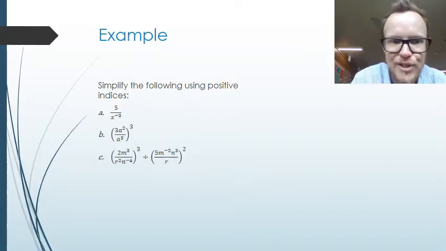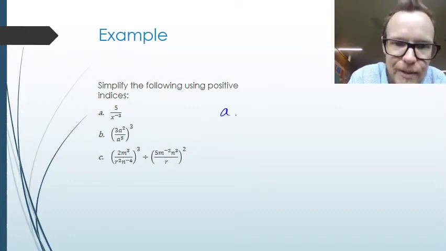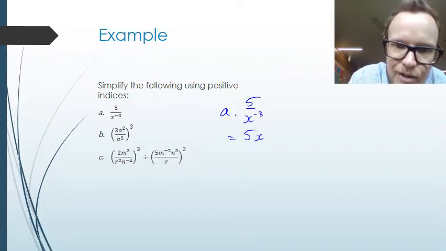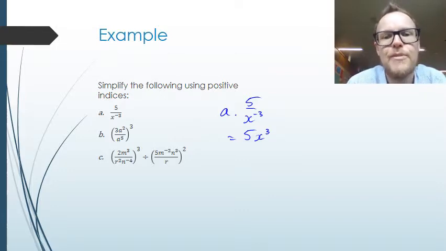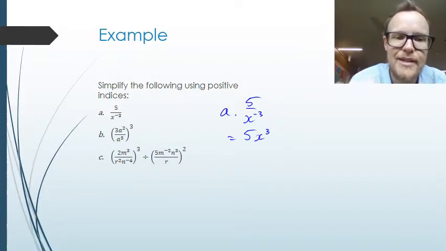Some examples using these positive indices now. Looking at a here, we've got 5 over x to the negative 3. This is the same as 5 times x to the 3. We've made it reciprocal, moved it from the denominator to the top, and made it a positive index.